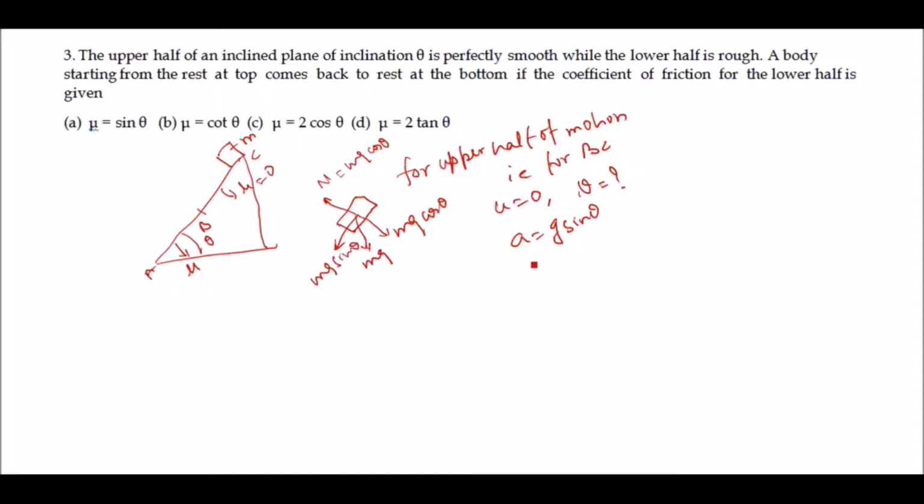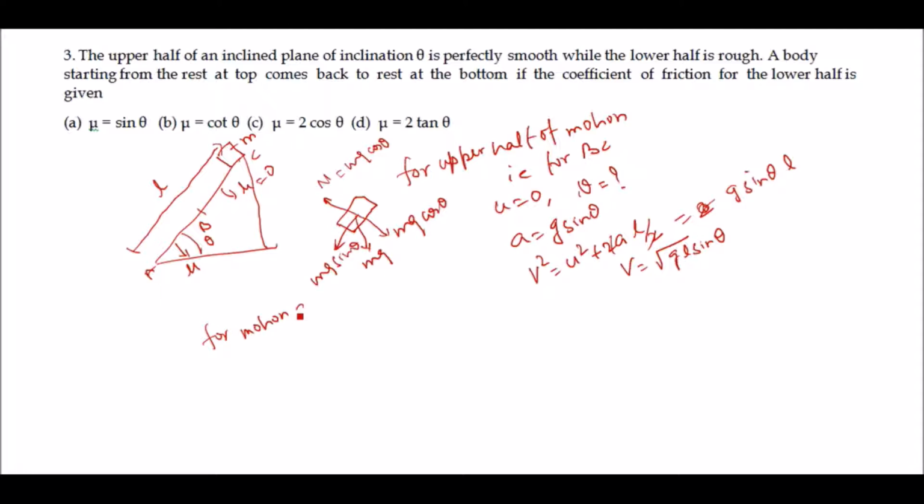Based on this, we calculate v square is equal to u square plus 2as, considering s equal to L by 2. If we consider the full length of this plane as L, then BC is equal to L by 2. From there we get v square is equal to g sin theta into L, and v is equal to square root of gL sin theta. Now we will consider the second half, that is AB.